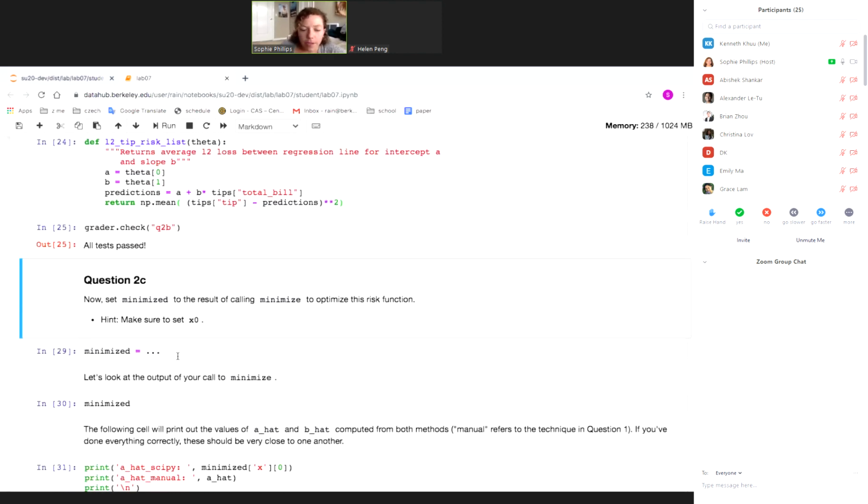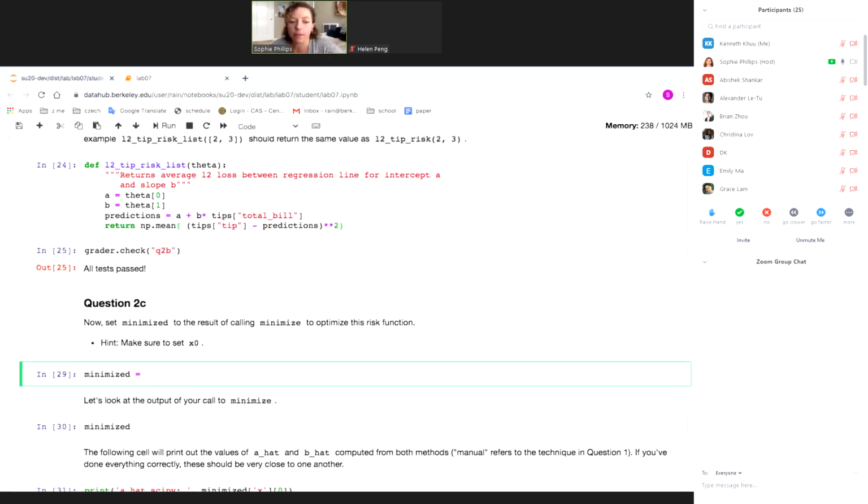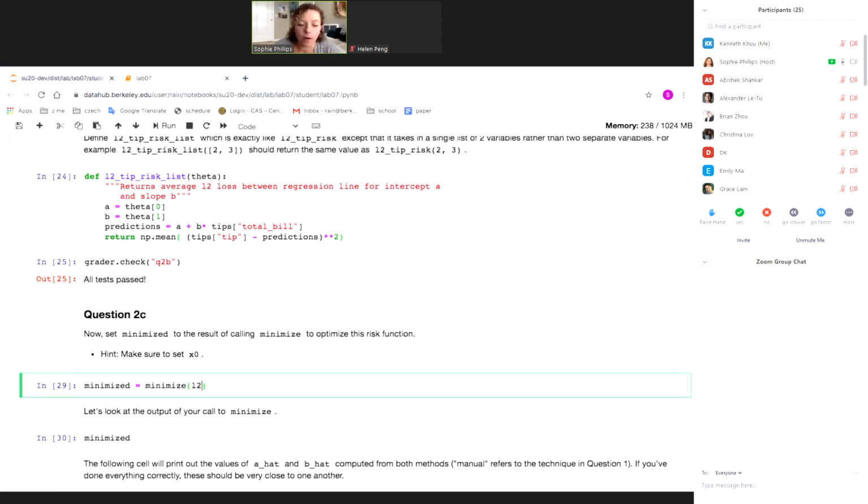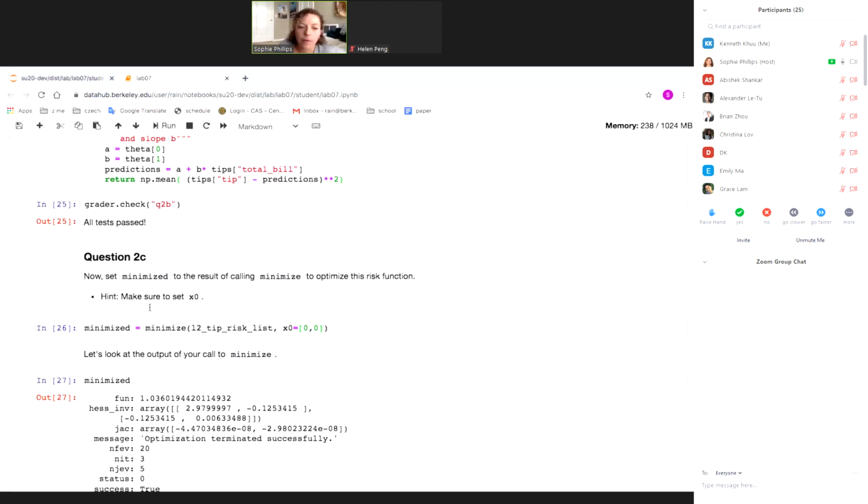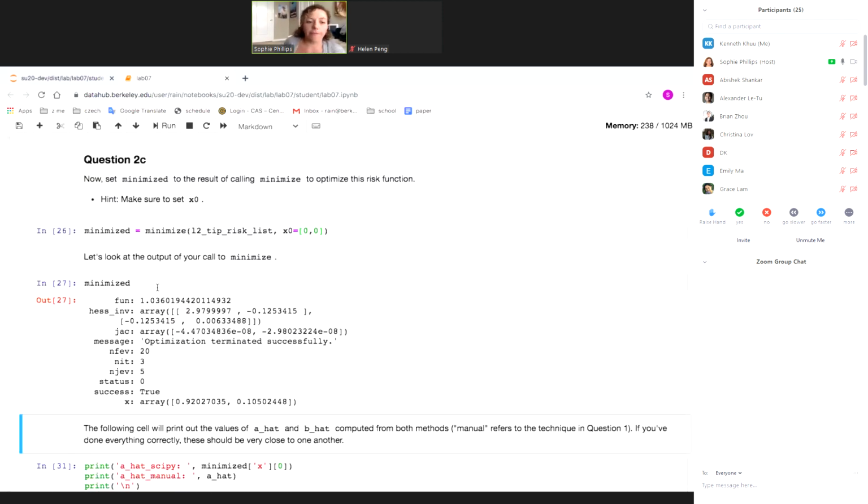So now that we have our function in the correct form, let's use minimize to find the optimal parameters. We're minimizing our L2 tip risk function, and let's set our initial guess. Pretty sure you could use anything here. I'm just going to do 0, 0. It's pretty standard. Let's see if that worked. Let's look at our output. This first one here gives us the value of the function at the minima, and this last value here gives us the values of the parameters that minimize this function.